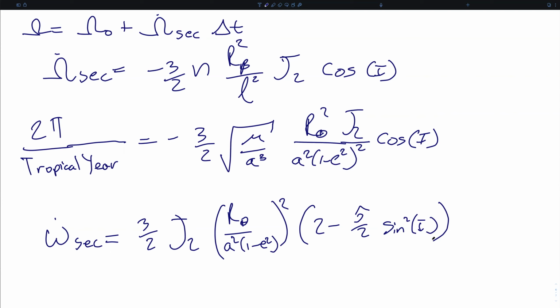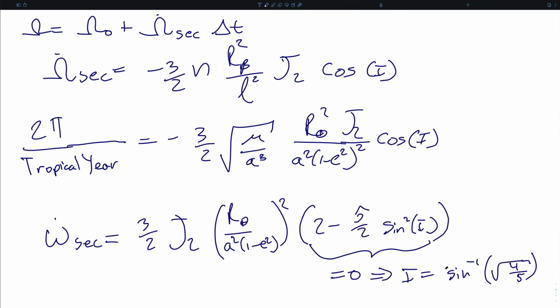Well, we can solve for a critical inclination such that this term goes to 0. If this equals 0, then we get an inclination that is the arcsine of root 4/5, which is approximately 63.43 degrees. So you can set up your large eccentric orbit at this inclination, and it will produce a net 0 secular change in the argument of periapsis.